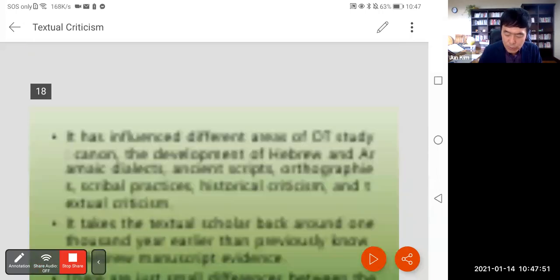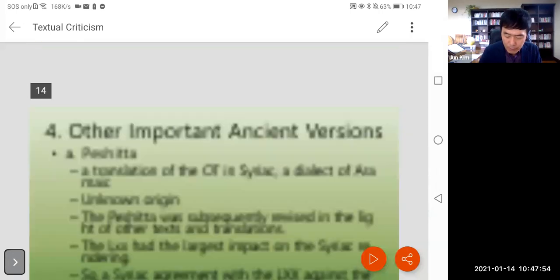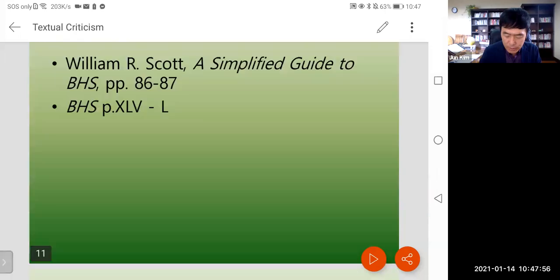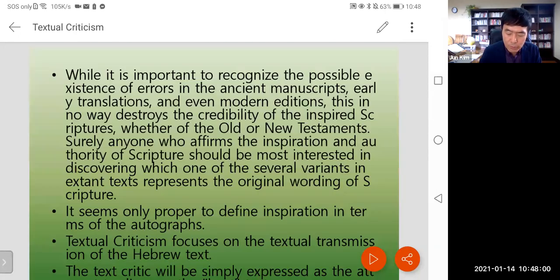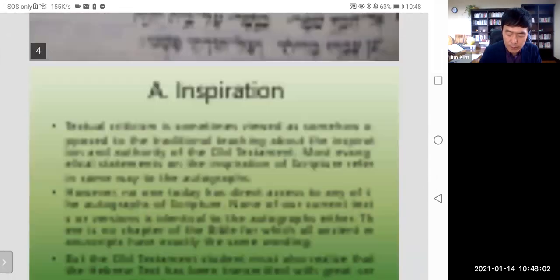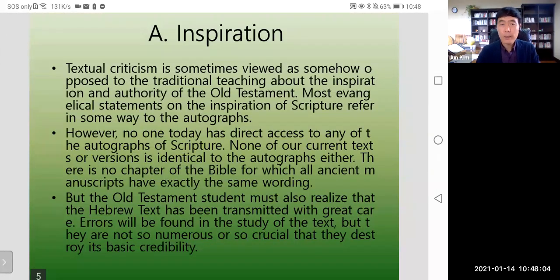Then I'm going to tell you something important about textual criticism. I will move very quickly. Kanae, could you read the slide?